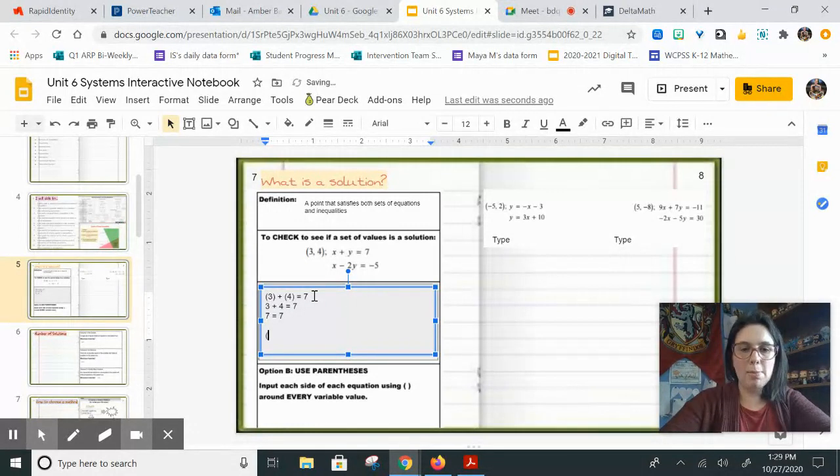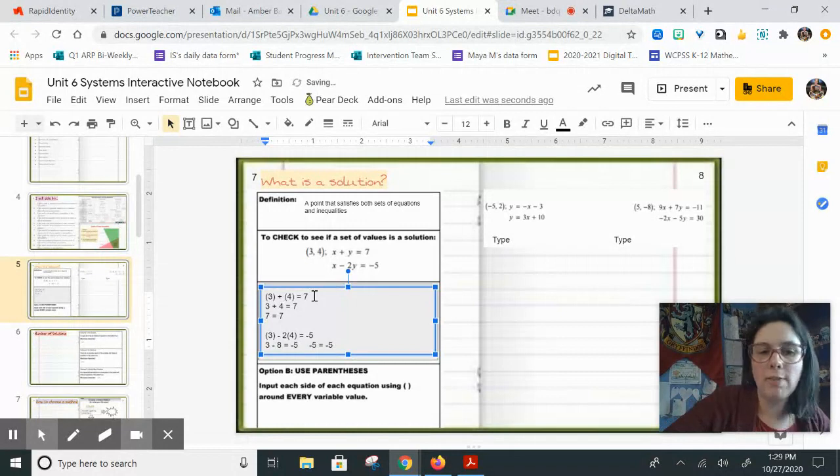All right, again, I'll put 3 in for x minus 2 times 4 equals negative 5. Well, 3 minus 2 times 4 is 8. And then 3 minus 8 equals negative 5. So negative 5 equals negative 5. So yes, this is a solution.